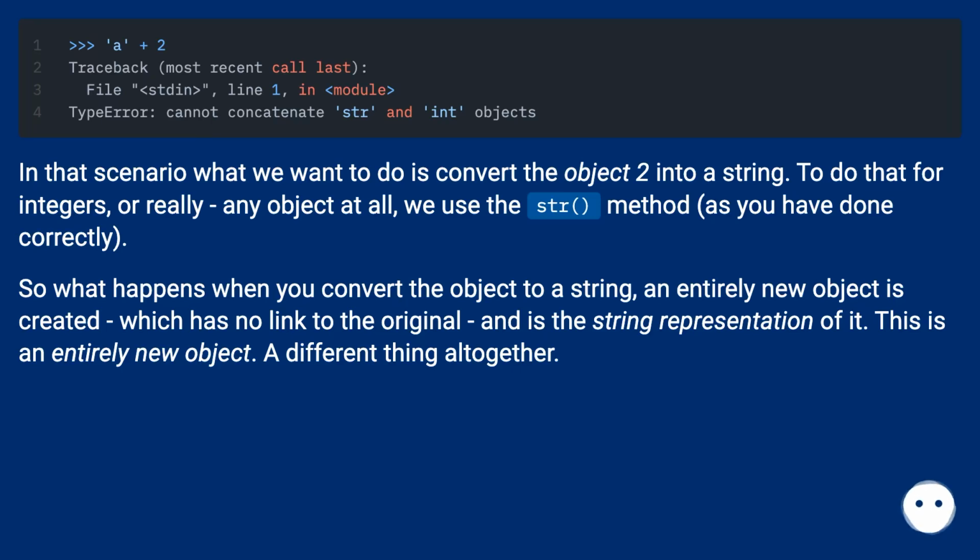In that scenario, what we want to do is convert the object 2 into a string. To do that for integers, or really any object at all, we use the str method, as you have done correctly. So what happens when you convert the object to a string? An entirely new object is created, which has no link to the original, and is the string representation of it. This is an entirely new object. A different thing altogether.